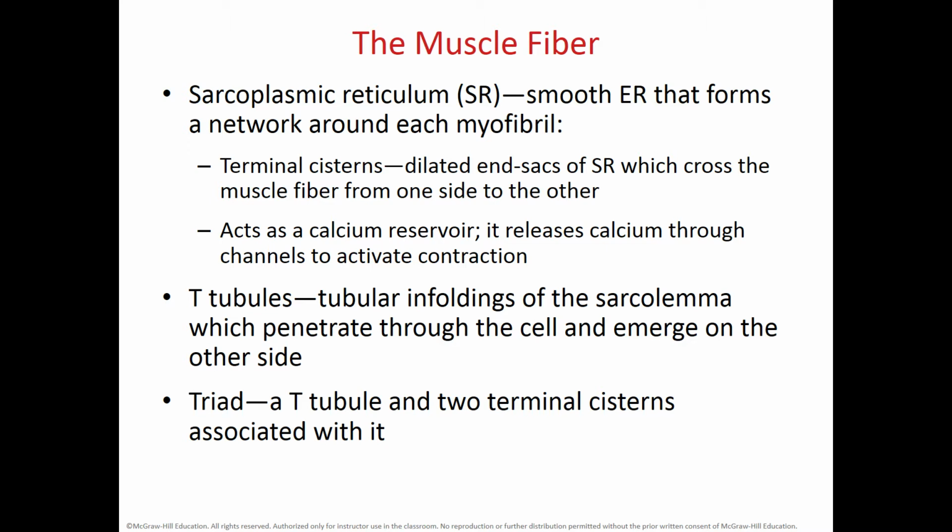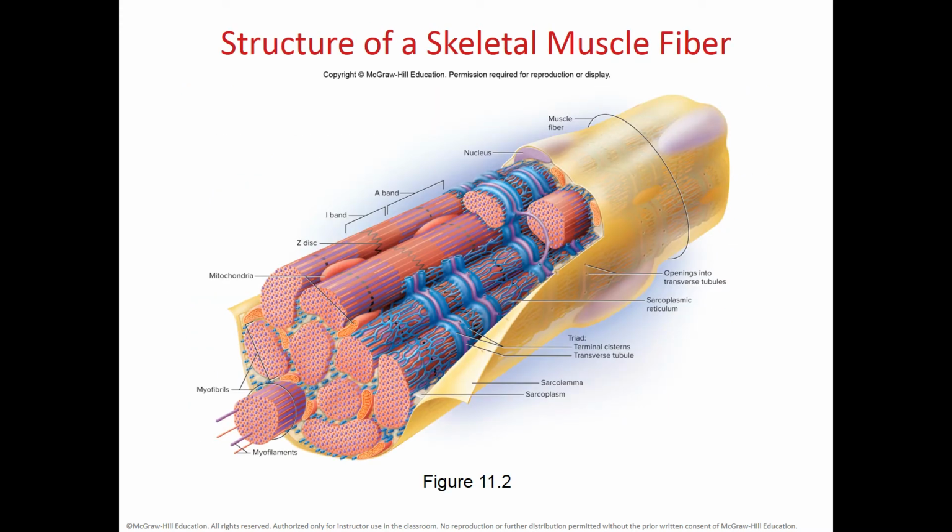Now, these T tubules are going to be important because they are going to help to transmit the electrical signal into the inside of the cell, the muscle fiber, so that these sarcoplasmic terminal cisterns will receive also an electrical signal so that they can release the storage of calcium.